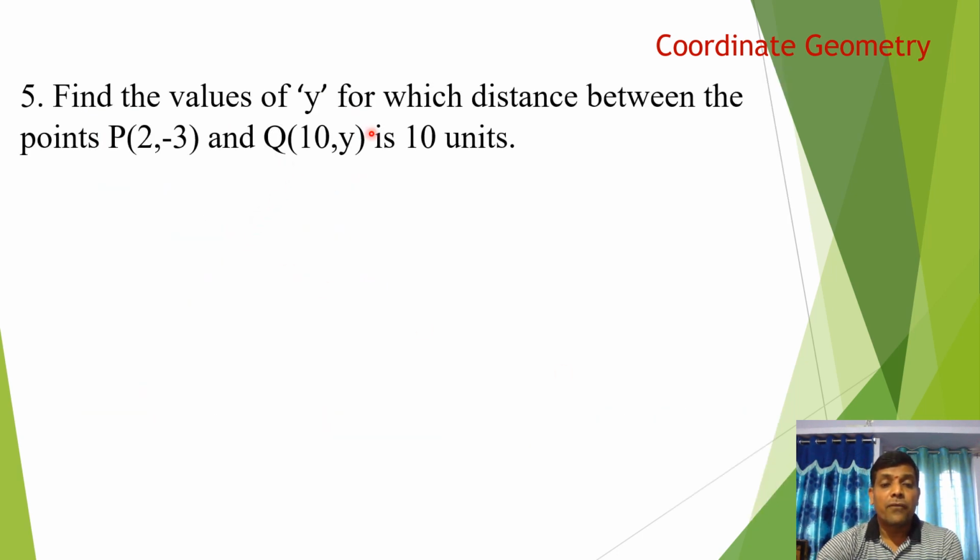Find the values of y for which the distance between the points P 2 comma minus 3 and Q 10 comma y is 10 units. What is given in the question? The distance between PQ, where the points are 2 comma minus 3 and 10 comma y, is 10 units. Then find the value of y. Coming to the solution.